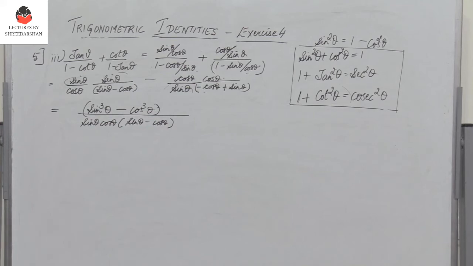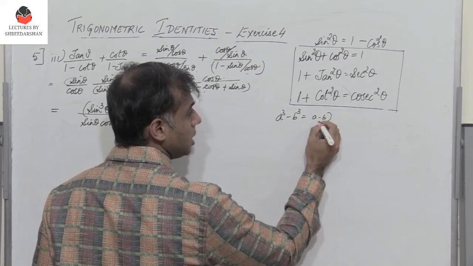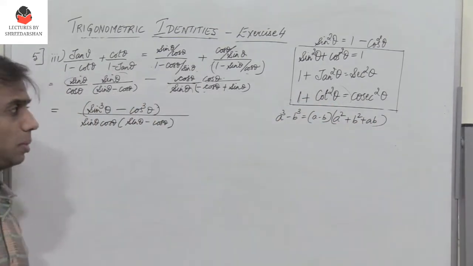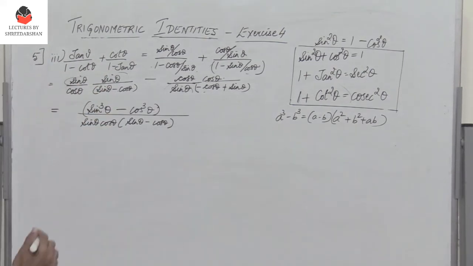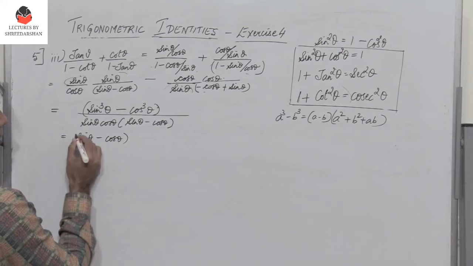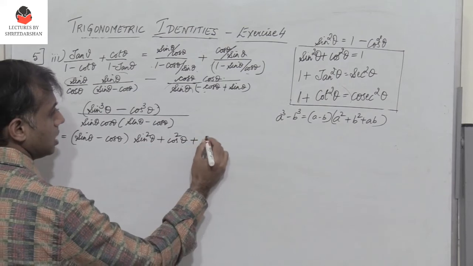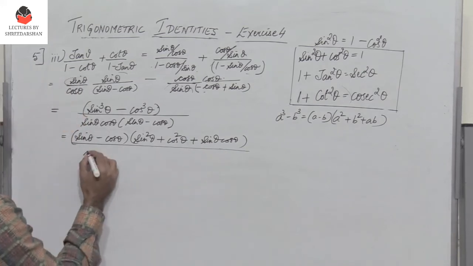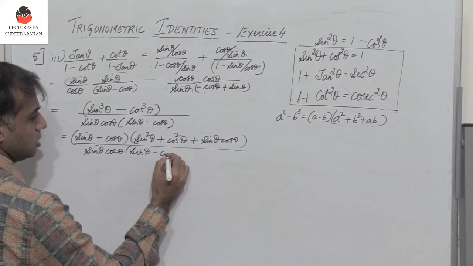Now this is of the form a cube minus b cube. Now what is a cube minus b cube? It is a minus b into a square plus b square plus ab, right? So I hope you remember this. So now let me expand this term using this formula. So I have a minus b, which is sine theta minus cos theta, and then I have sine square theta plus cos square theta plus sine theta cos theta, divided by sine theta cos theta into sine theta minus cos theta.